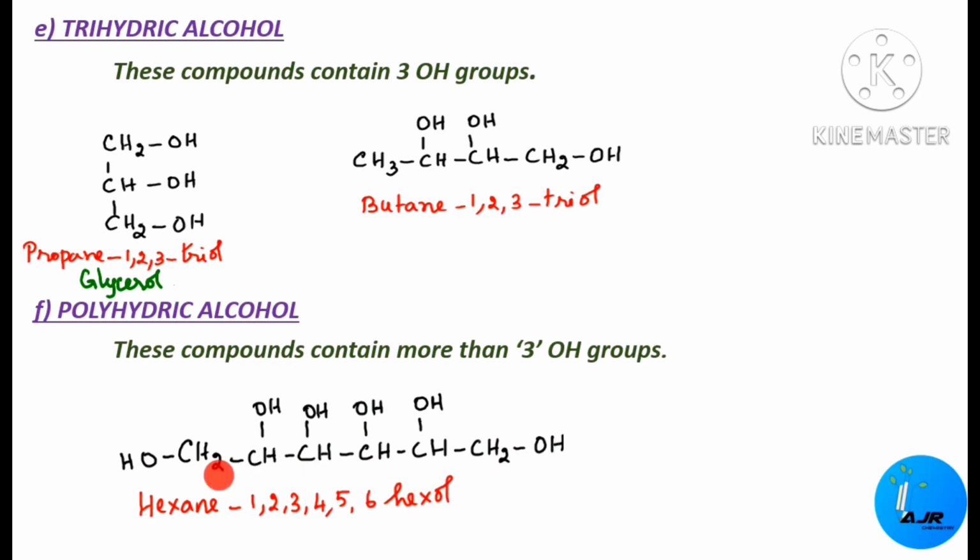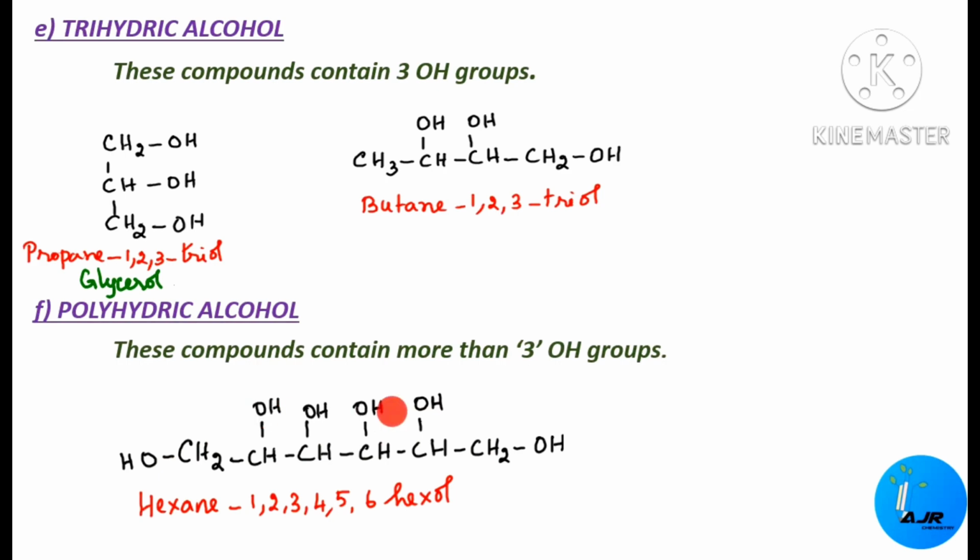Okay. And now look, count the number of carbon atoms here. 1, 2, 3, 4, 5, 6 means hexane. Okay, so 1, 2, 3, 4, 5, 6. In all the 6 carbon atoms, we are having OH group. So hexane-1,2,3,4,5,6-hexol. Okay, understood, students? So this is an example for polyhydric alcohol.